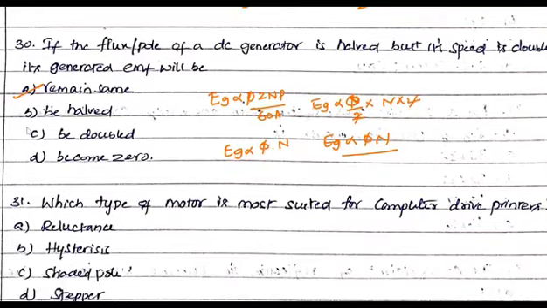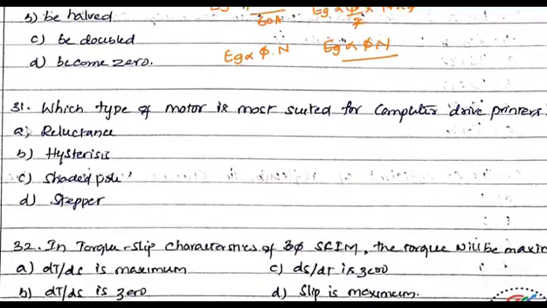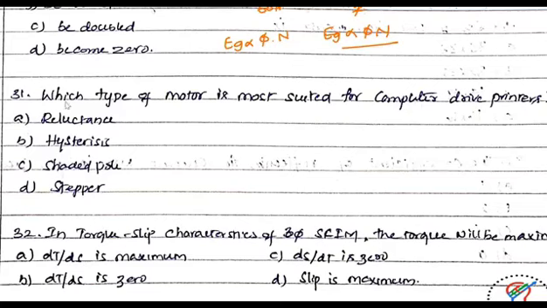Why? Because you are decreasing the flux and at the same time you are increasing the speed, so both are proportional here. Now, which type of motor is most suited for computer printer drives? The best option is D, stepper motor.